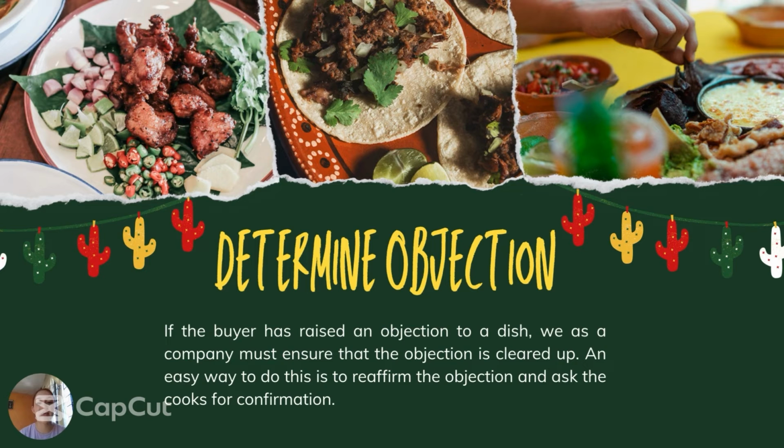Determine objections is the sixth step in the sales cycle, and if the buyer has objections and concerns about a dish, we as a company must ensure that the concern is cleared up. An easy way to do this is to reaffirm the objections and ask the customer for confirmation.